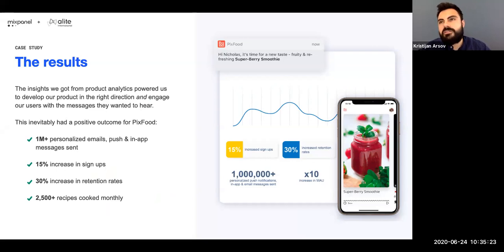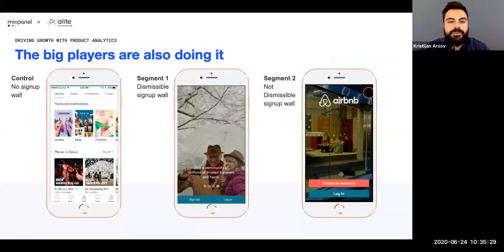Now, I don't want to sound like we've invented data-driven growth. We were just following what the big players were already doing. So in this interesting experiment Airbnb ran a couple of years ago, they were trying out 3 different ways for their app login screen. In their control group, they were sending users straight to the homepage where they can see the listings of apartments.